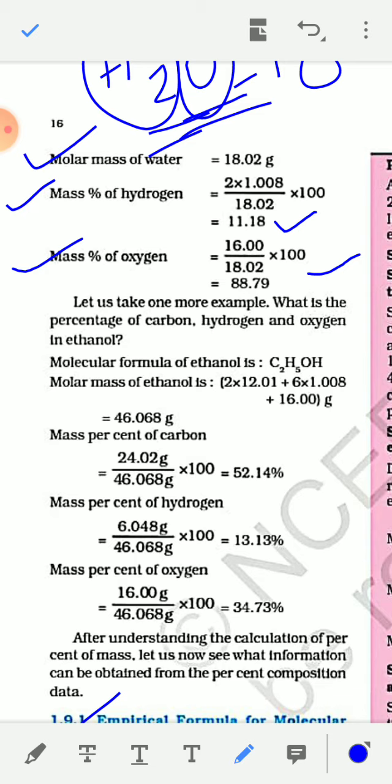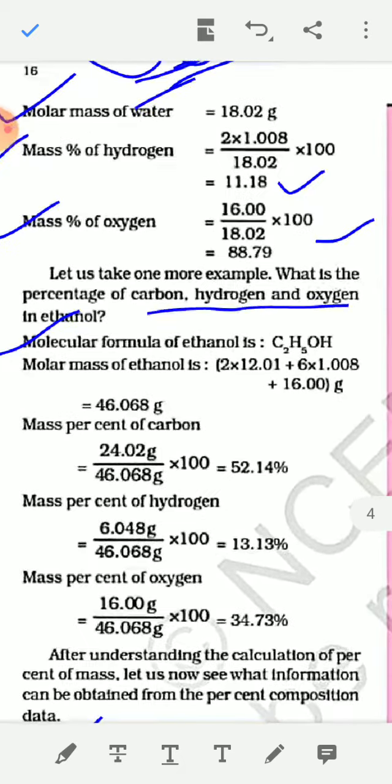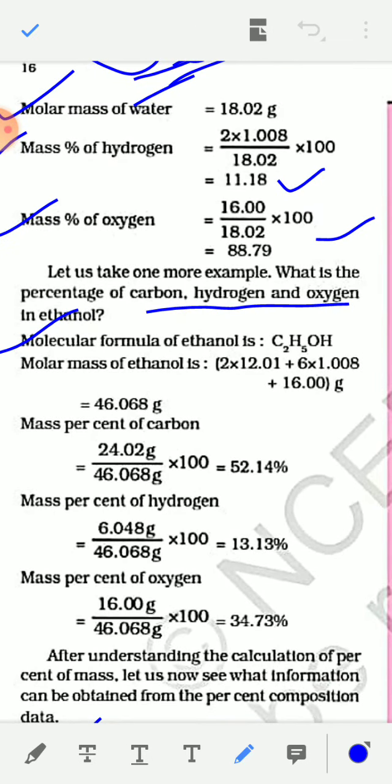Okay, so one more example is given. Calculate the percentage of carbon, hydrogen and oxygen in ethanol. The formula of ethanol is C2H5OH. So first you have to calculate the total molecular mass of ethanol.